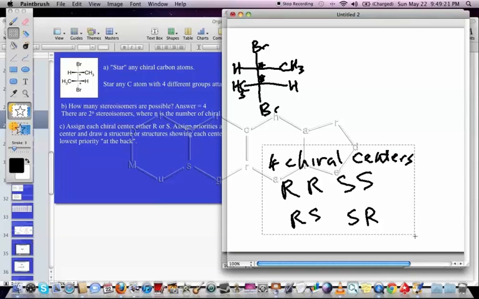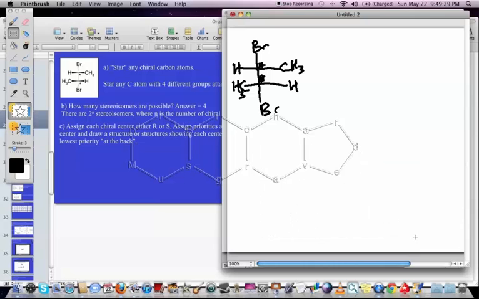So we're actually going to be building 3 of these. We're going to be finding the initial one. We're going to be getting an enantiomer. We're also going to be getting a diastereomer as well. So we'll be getting 3 of those 4.